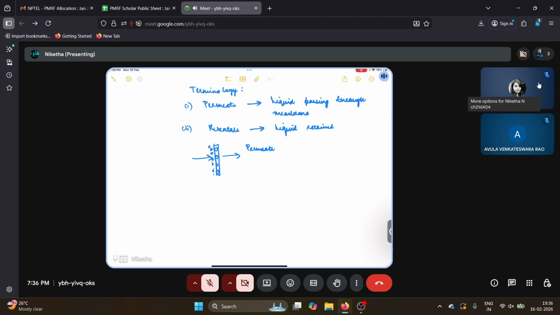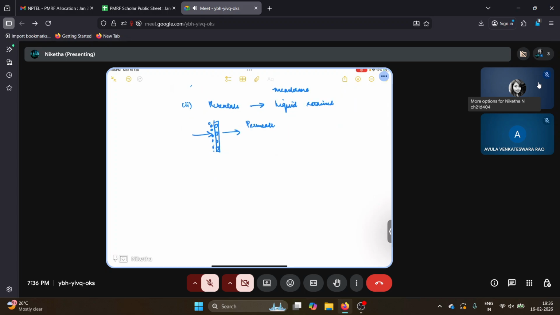So here the concentration of the permeate will be lesser than the feed concentration, but the concentration of the retentate will be higher than the feed concentration. And the next term is flux. Flux is the rate of liquid flow per unit area of membrane.